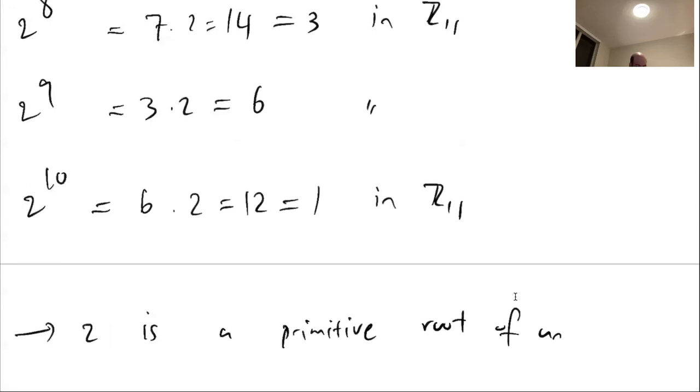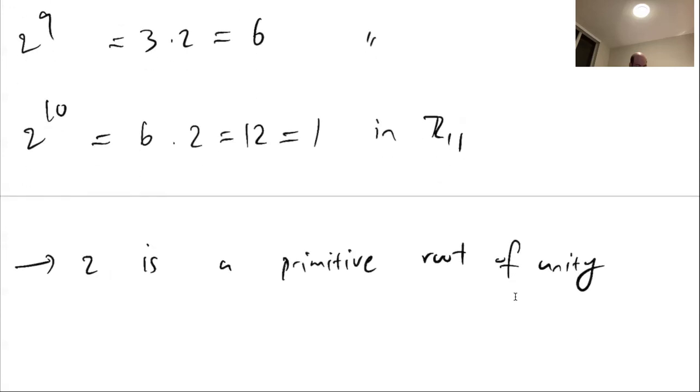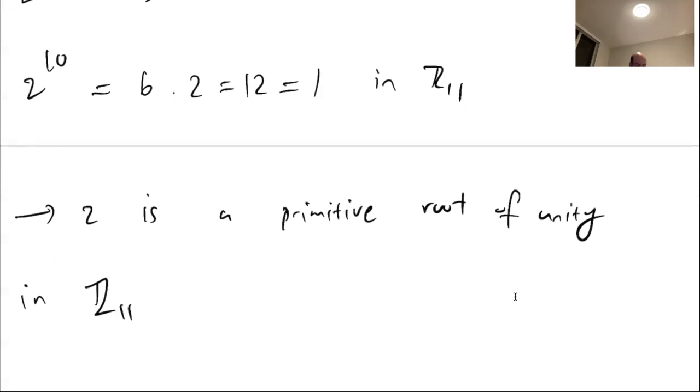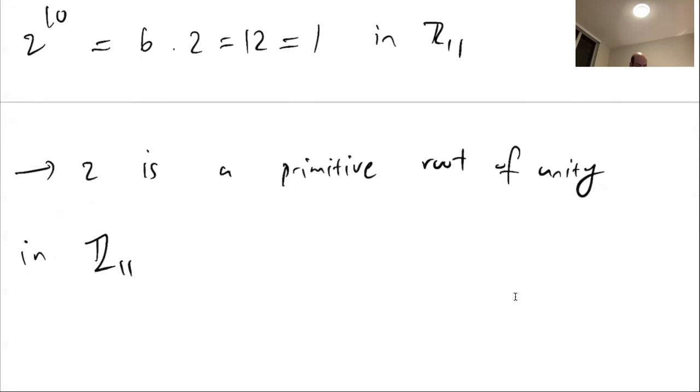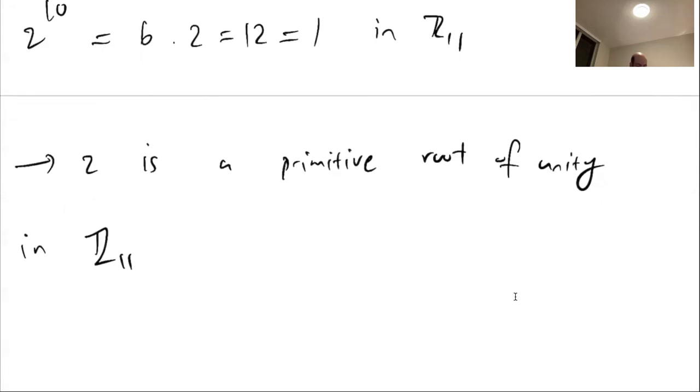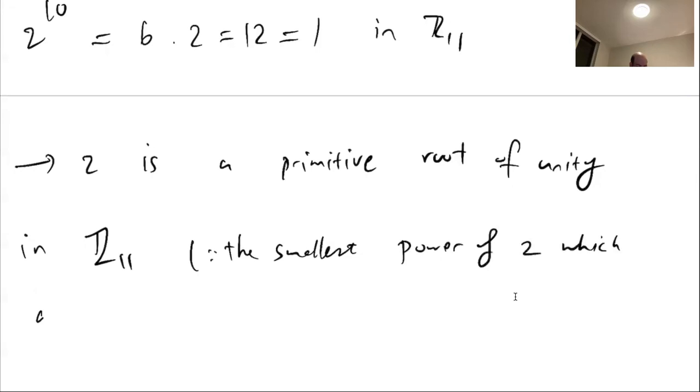root of unity in Z11. 2 is a primitive root since the smallest power of 2 which gives 1 is p minus 1 equals 10.